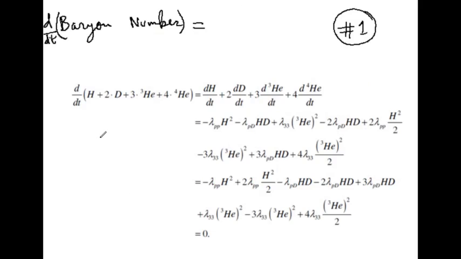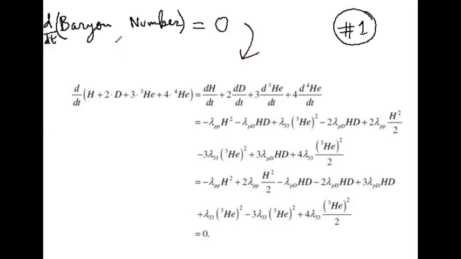Now I already asked you to do this problem, remember? I asked you to show that the baryon number is conserved, right? So I asked you in the classroom, and for that you just have to take the time derivative and show that this is equal to 0, and this is what is done over here, you see.